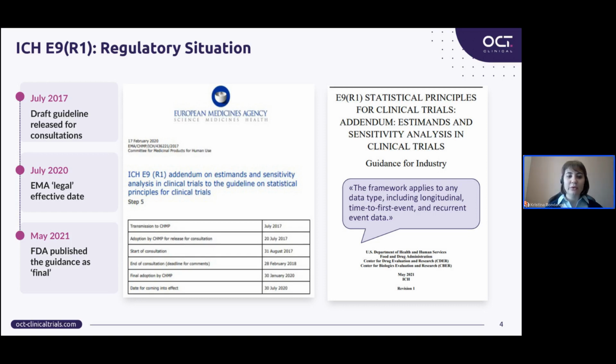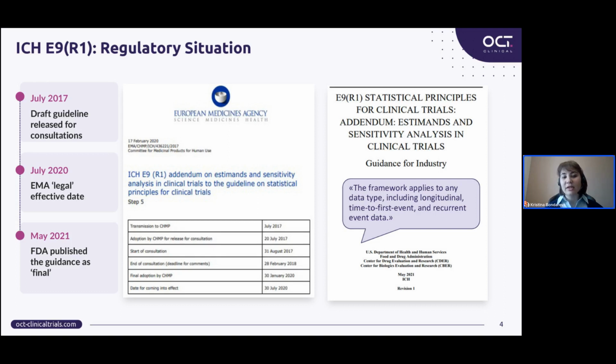Let us start with reviewing the current regulatory landscape. As you may know, the draft guidance on estimates and sensitivity analysis was published in 2017 as an addendum to the statistical guideline ICH E9. Subsequently, it was implemented by regulatory agencies including EMA in July 2020 and FDA in May 2021. As a consequence of that, the sponsors now need to include estimates in clinical trial protocols, at least for confirmatory studies, though it is encouraged to apply estimand thinking in other types of trials as well.